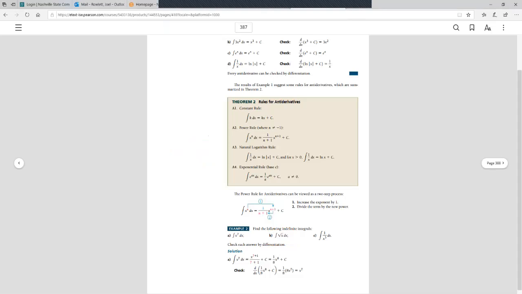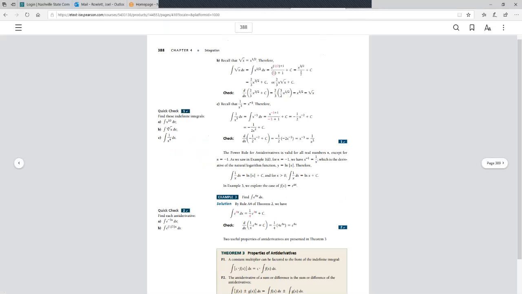Let's look at part C. Without doing a lot of writing on this one, I'll just follow along with what the author has. On part C, we're given 1 over x cubed, and we need to rewrite this as x to the power of -3. Remember, if you take a positive exponent and you take it from the denominator to the numerator, or vice versa, it changes the sign of the exponent. And writing it as x to the power of -3 allows us to use the power rule.